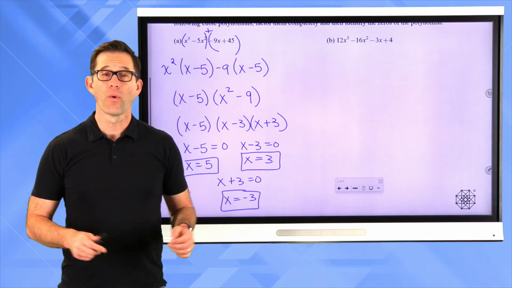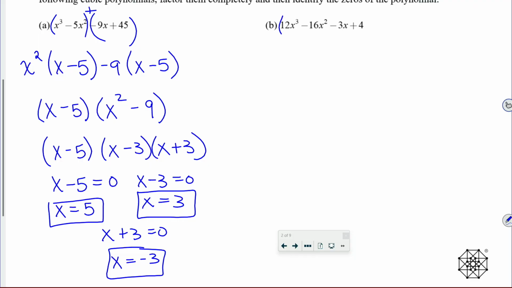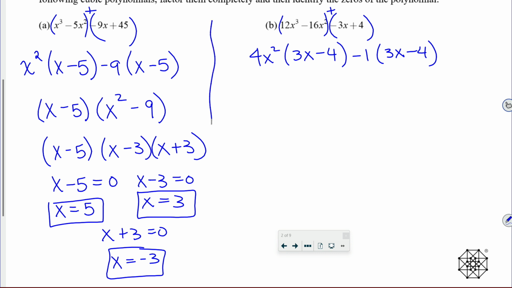All right, just like before, what we're going to do is group those first two terms together and those second two terms together, and I'll put a plus between them. In the first two terms, I can factor out a 4x squared. That'll leave me with 3x minus 4. And in the second one, notice that's negative 3x plus 4. So if I factor out a negative 1, that's going to leave me with that 3x minus 4.